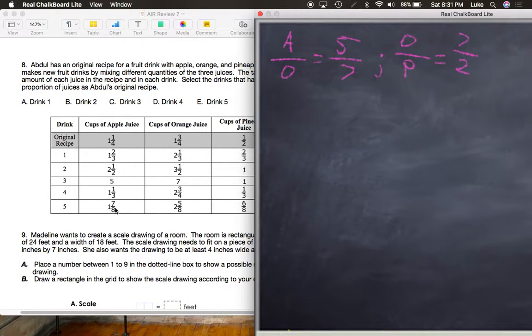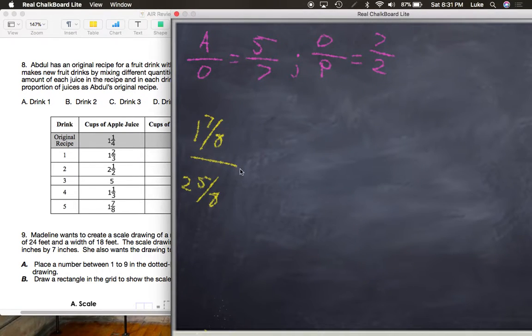Drink number 5, we have apple juice to orange juice. Apple juice is 1 7/8 cups to orange juice is 2 5/8 cups. All right, so let's turn these mixed fractions into improper fractions. 8 times 1 is 8, plus 7 is going to give us 15 over 8, compared to 2 times 8 is 16, plus 5 is going to be 21 over 8.